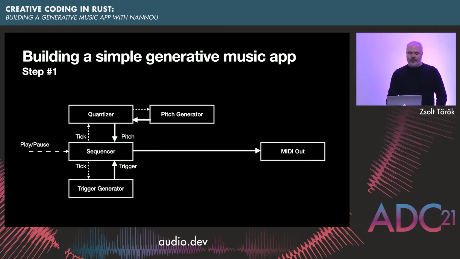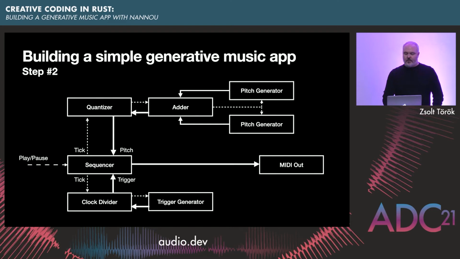Step 2, things get just a little bit more complex, but it does pay off when we listen to the results. So here, again, we get the pitch information from the boxes represented on the top. I've added a second pitch generator and also an adder. And what this allows us to do is to have one of the generators play a melody, and then that melody be transposed using the output of the second generator.